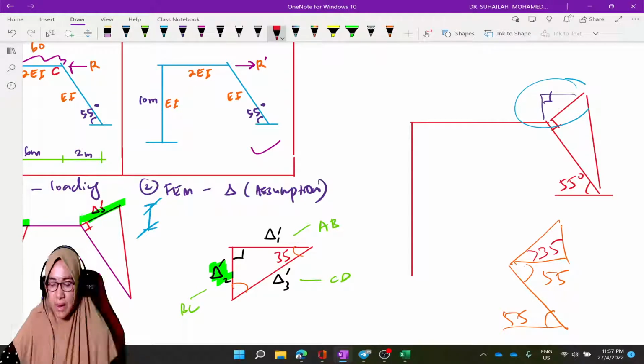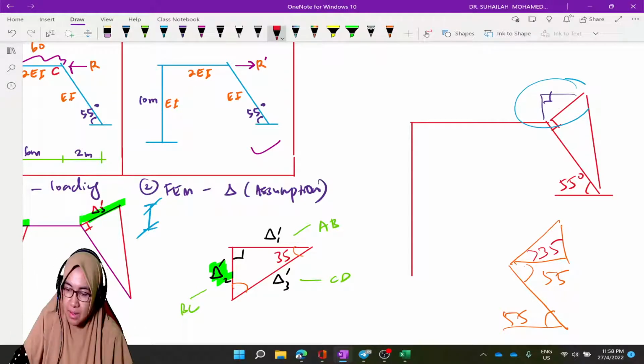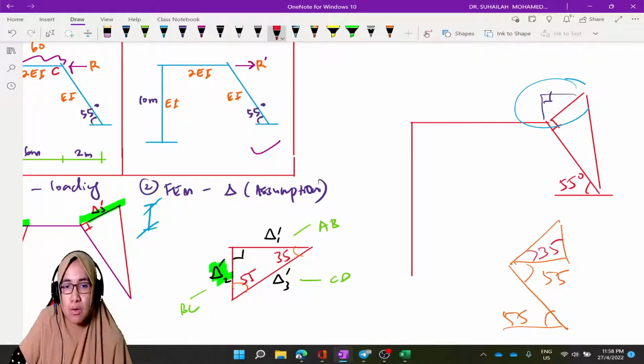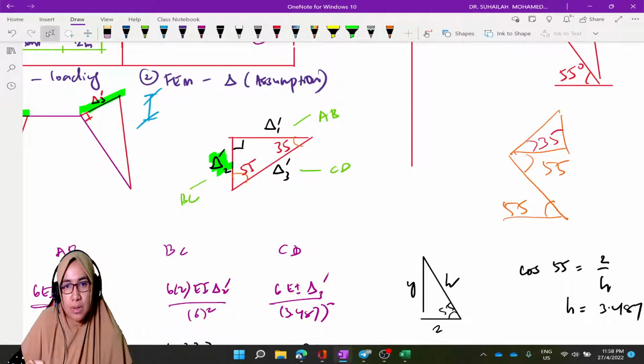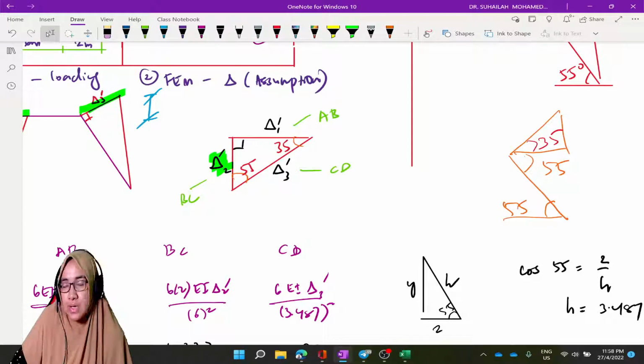This one is 35. This is 55. Okay, 55 and 35. So we have to have a relationship. For example, if you want to calculate the relationship between delta 1 and delta 2, we have to use tangent.